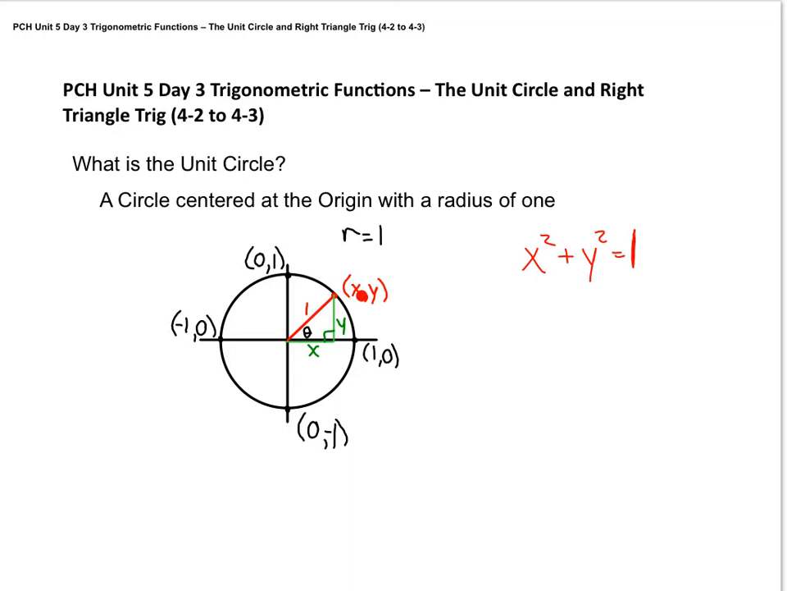So, first of all, just defining what we're talking about when we're talking about a unit circle. It's a circle where the center is on the origin, and it has a radius of 1 unit. So that's why we call it the unit circle. Okay? The radius is from the origin to the edge of the circle. It's always going to be 1.